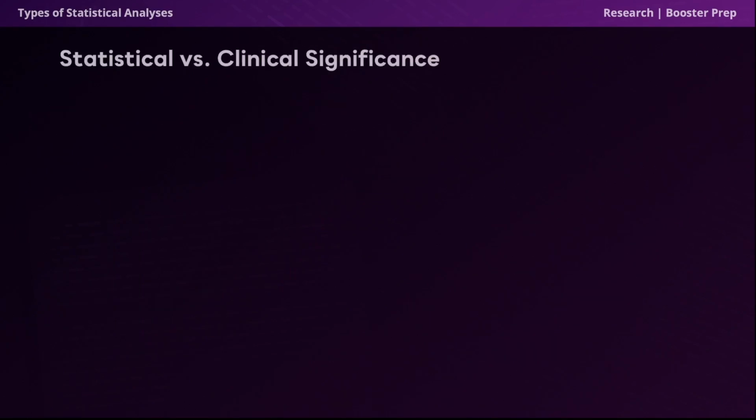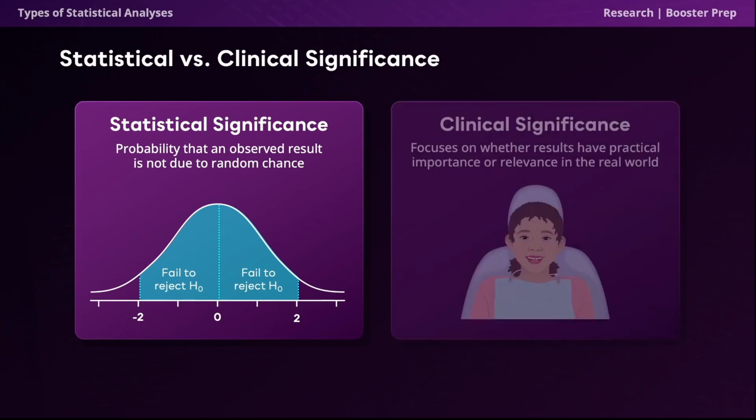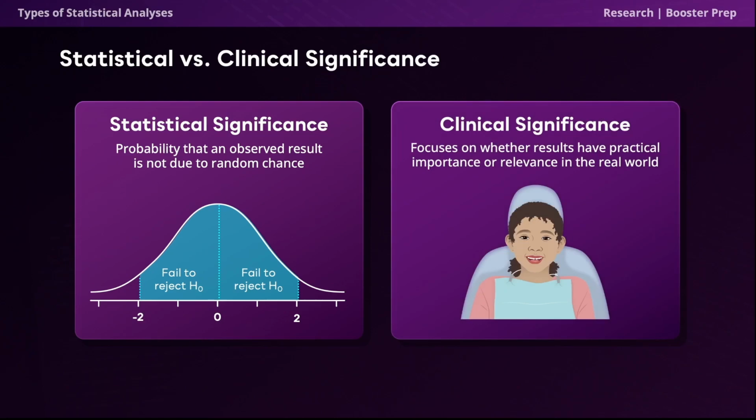So now that we know what constitutes results as statistically significant, I need to have a serious discussion with you. Just because statistical significance tells us the probability that an observed result is not due to random chance, this does not imply that we should go ahead and just start treating patients with our new drug or device. Instead, we need to consider clinical significance, which focuses on whether results have practical importance or relevance in the real world.